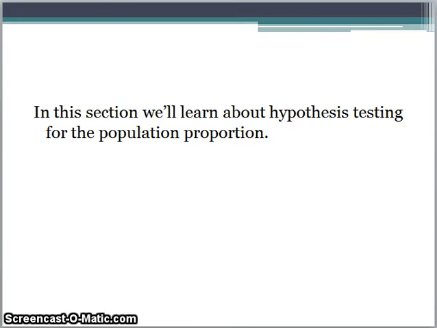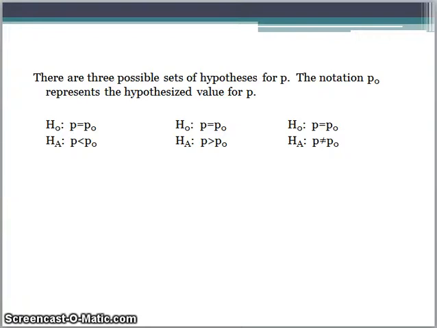Alright, so we're going to look at how to do hypothesis testing for the population proportion. Just like with the previous two tests we saw, we have three possible sets of hypotheses. These ones are in terms of p and not mu, because we're looking for the population proportion. The null hypothesis is always p equals some hypothesized value. And then the alternative hypothesis is p less than some hypothesized value, or it might be greater than, or it might be not equal to, depending on the problem.